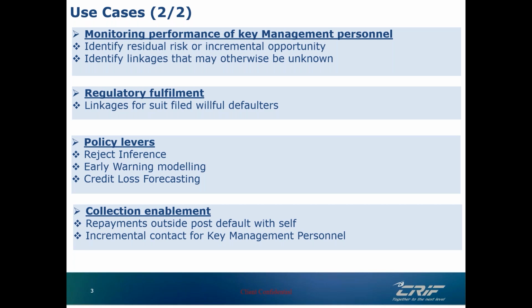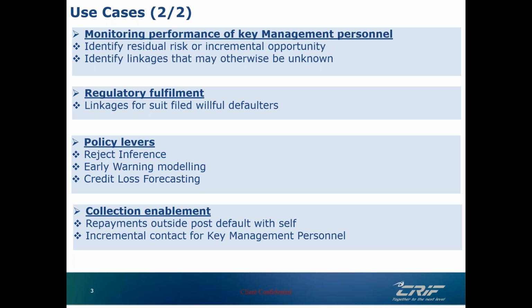Your fifth use case is actually to fulfill your regulatory needs in terms of identifying complete linkages for borrowers who are suit filed or willful defaulters. Your sixth use case is actually to look at policy levers. And your seventh use case is actually to better your collections.